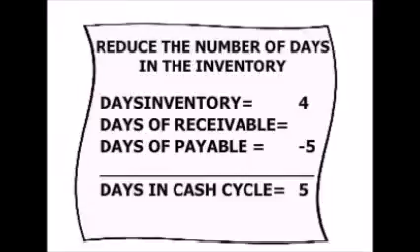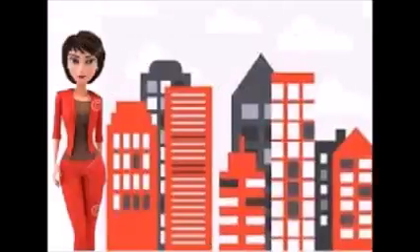So let's compute again. So the days of inventories is 4 days, plus the days of receivables as 6 days, minus the days of payables as 5 days. I also get 5 days as the average number of days in a cash cycle. I am now glad knowing how to control every single day I spend.